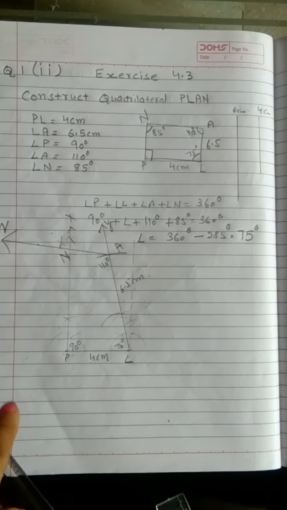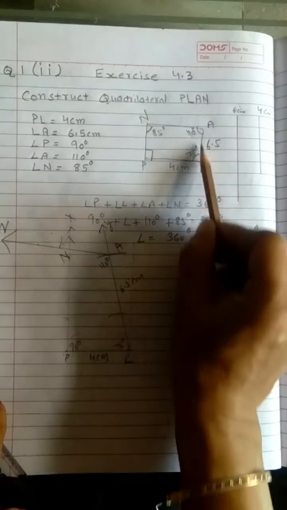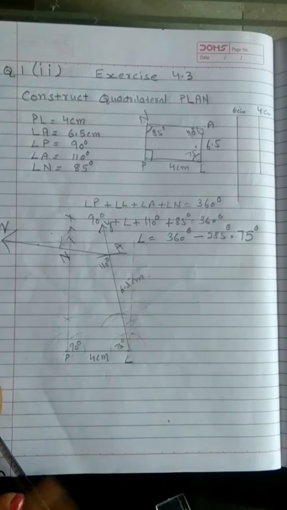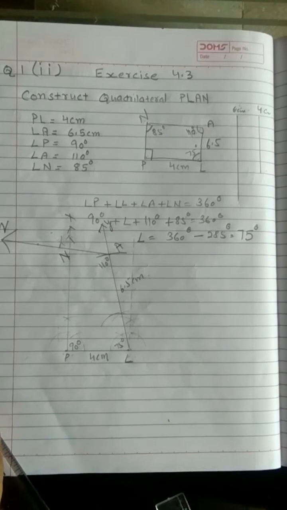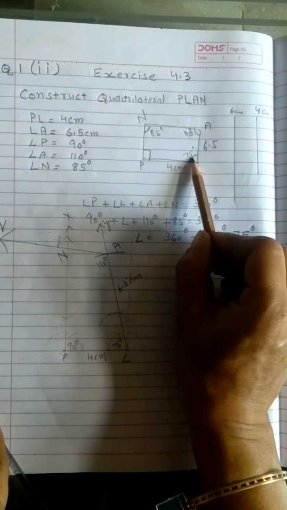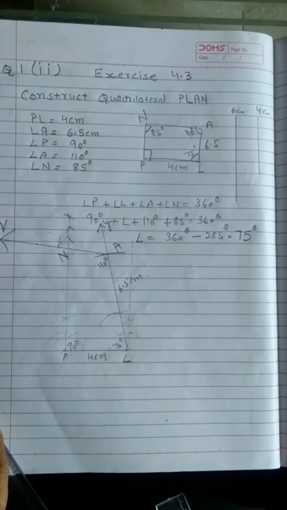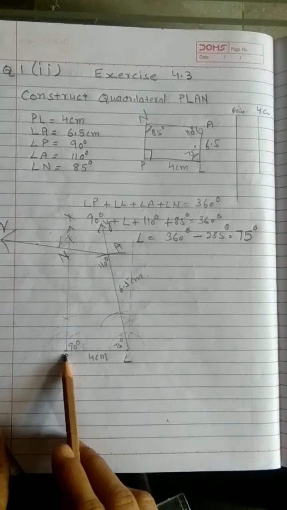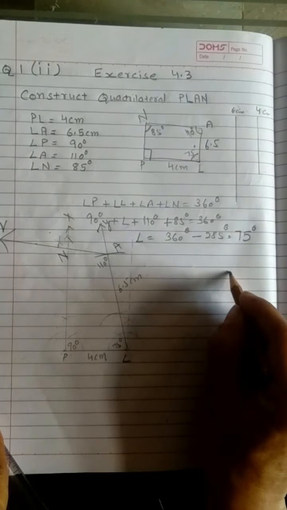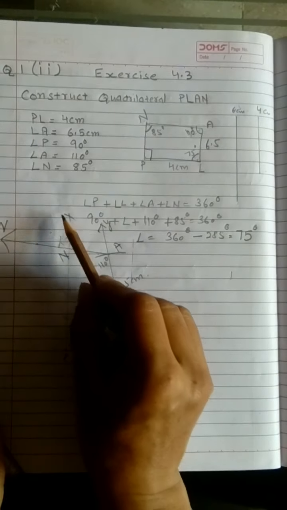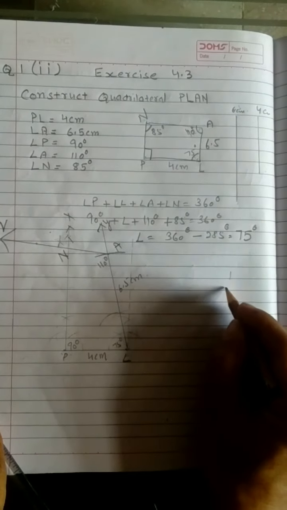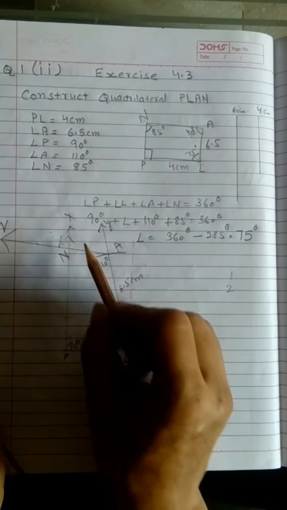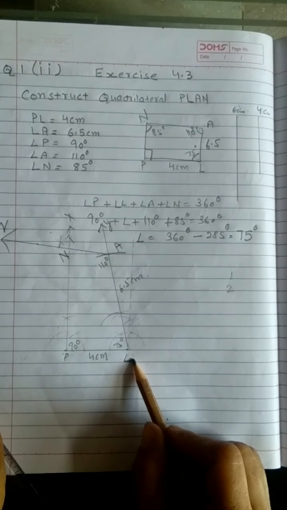Again, students, in quadrilateral PLAN, here you don't know two angles and including side. You have one angle and one side. So to get this angle, what you did, you used the angle sum property and found angle L. Now you know angle P and angle L. Then first step, draw PL 4 centimeter. Second step, make angle XPL 90 degree.